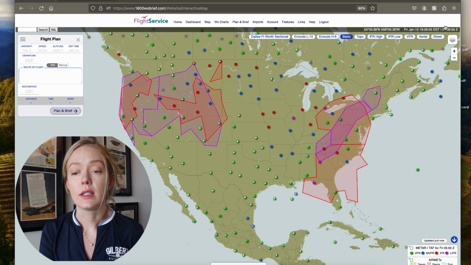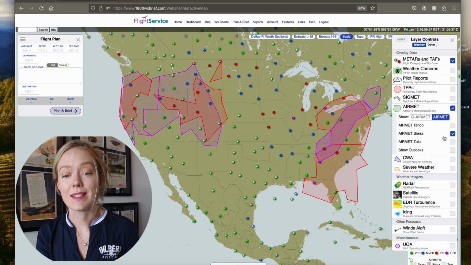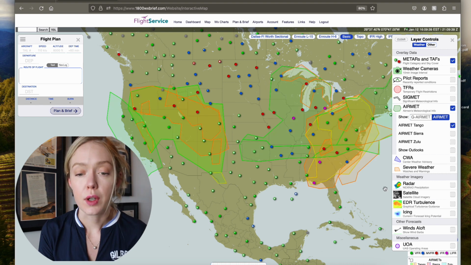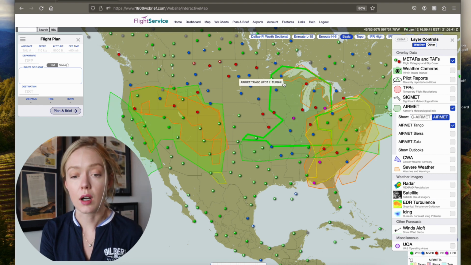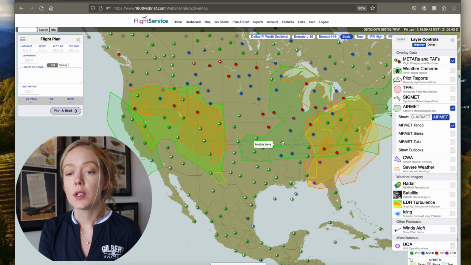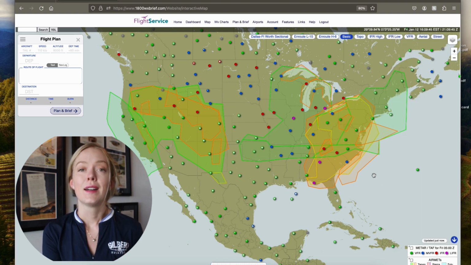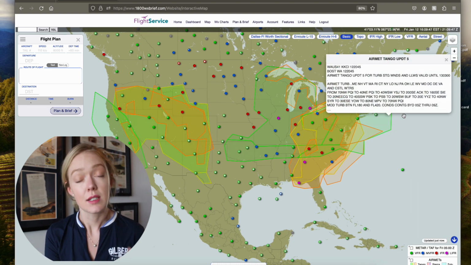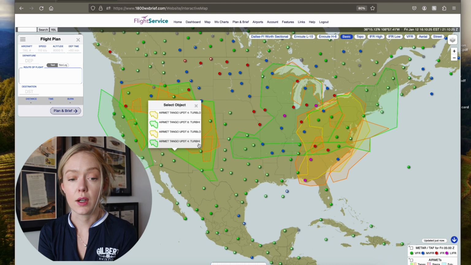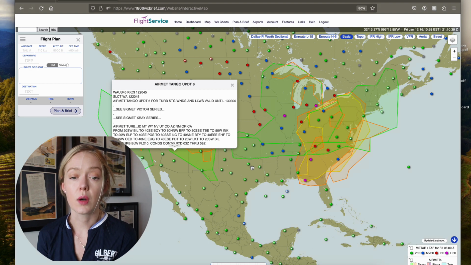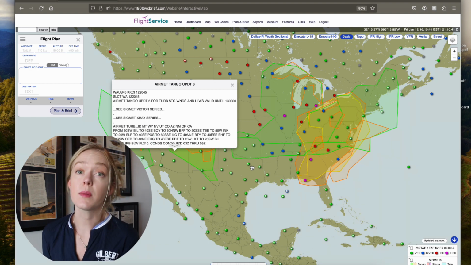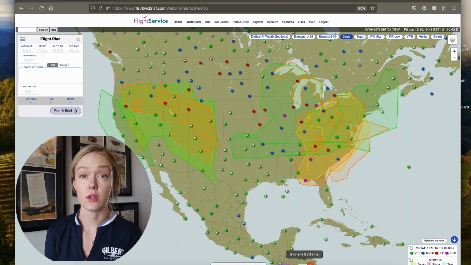What I'm really interested in looking at today is some AIRMET Tangos. So the green AIRMETs are for high turbulence, which as light piston GA pilots doesn't really apply to us. Now the AIRMET Tango updates 4 and 6, same area, we've got low and high turbulence, strong winds, and low level wind shear. We've talked before about low level wind shear and the dangers there. We'll talk about it again.